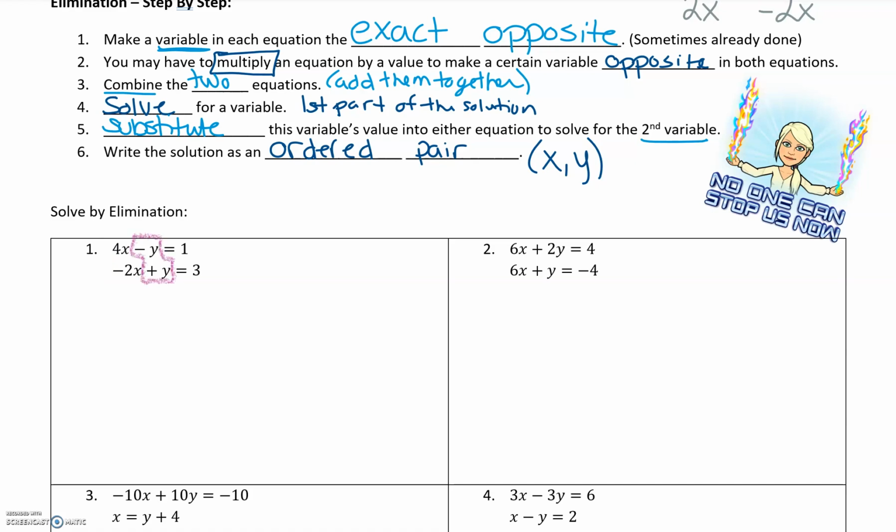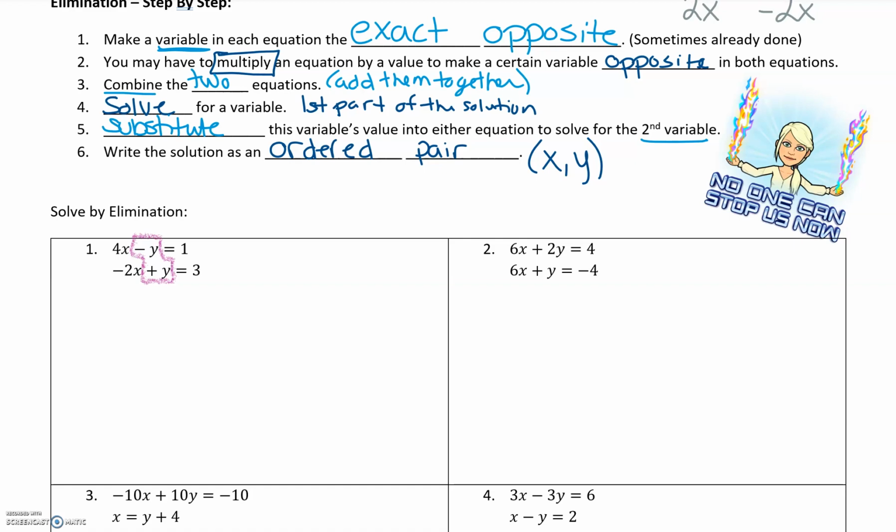I have a negative y and a positive y. Those are exact opposites. So that means we already have that part done, so we can skip down to step 3. We don't need to do step 2 because they already are opposite.